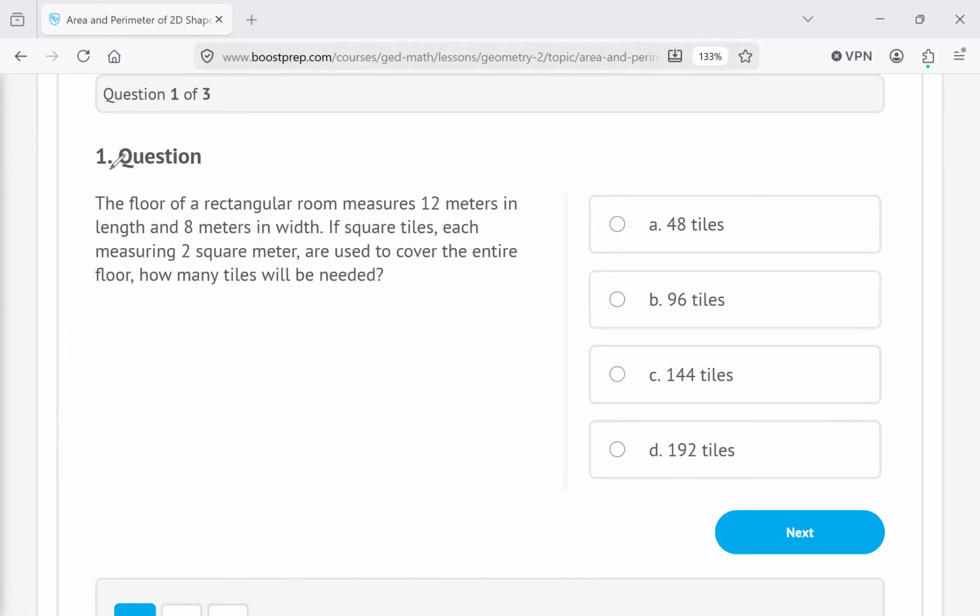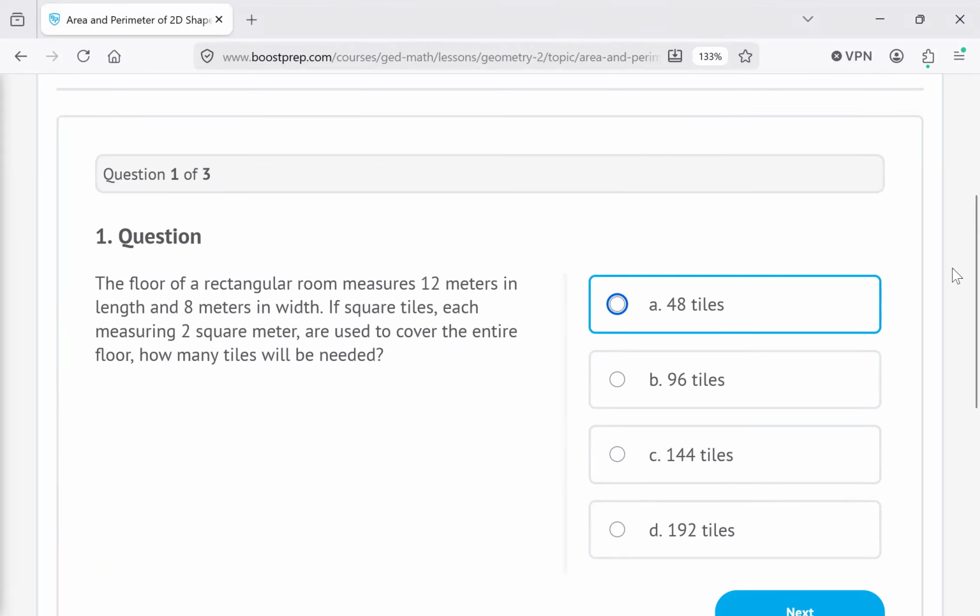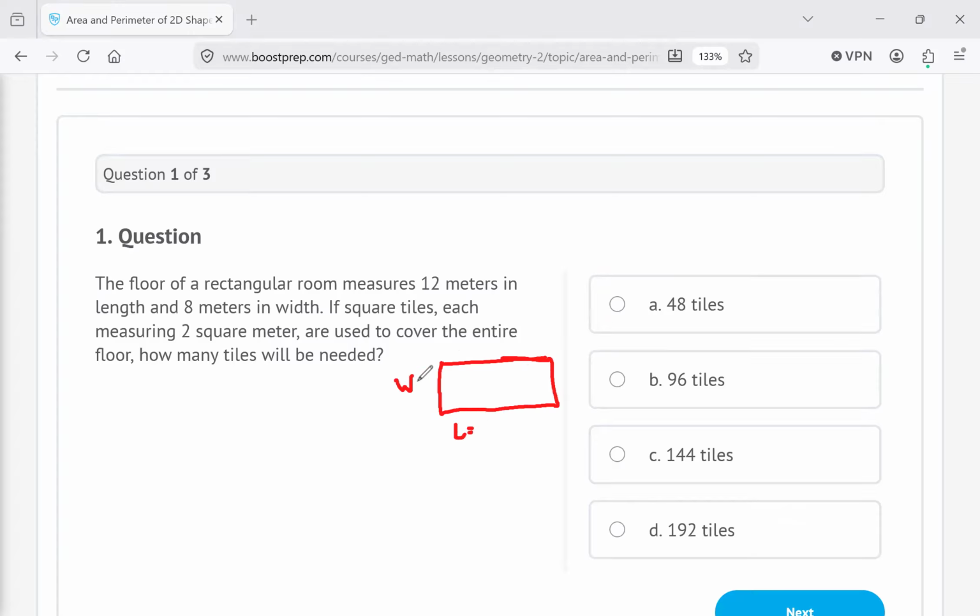Question one says the floor of a rectangular room measures 12 meters in length and 8 meters in width. If square tiles each measuring 2 square meters are used to cover the entire floor, how many tiles will be needed? So you have this rectangular room, right? Here's a length, here's a width, and it's not a square.